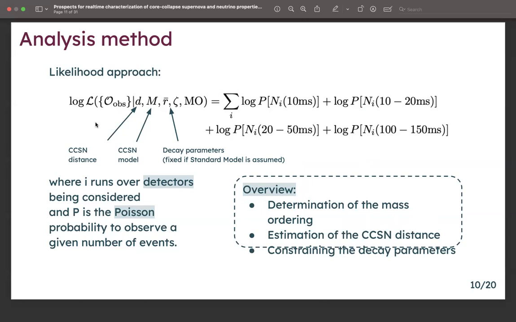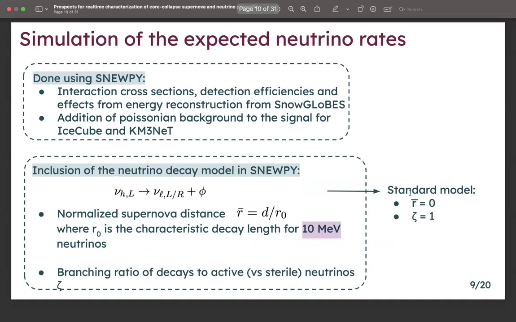Okay, so before we start looking at results, I will give a quick overview of the analysis method that we use. What we use is the likelihood approach, or in the most general way, what we will always use is this kind of likelihood that you can see here, that will depend on the CCSN distance d, on the CCSN model or progenitor mass m, these decay parameters, and the mass ordering that can be inverted or normal. And whenever we assume that the standard model is true, we can fix R bar to 0 and zeta equal to 1.